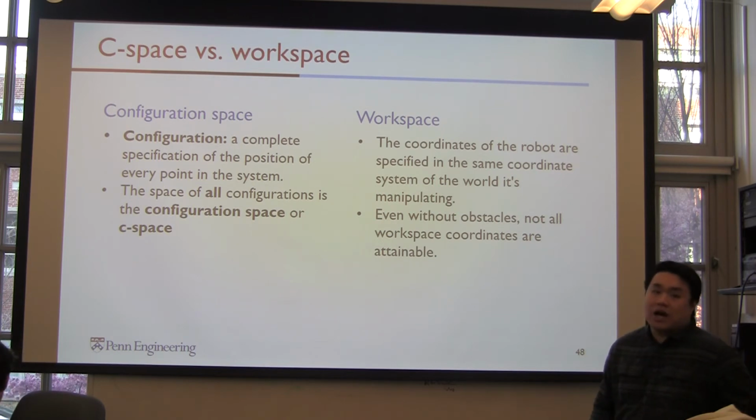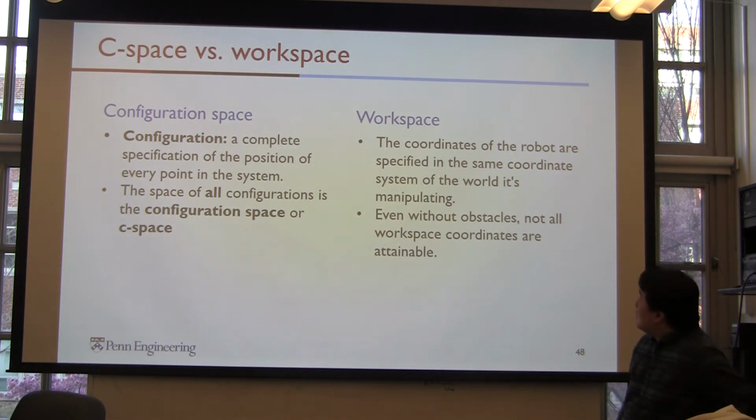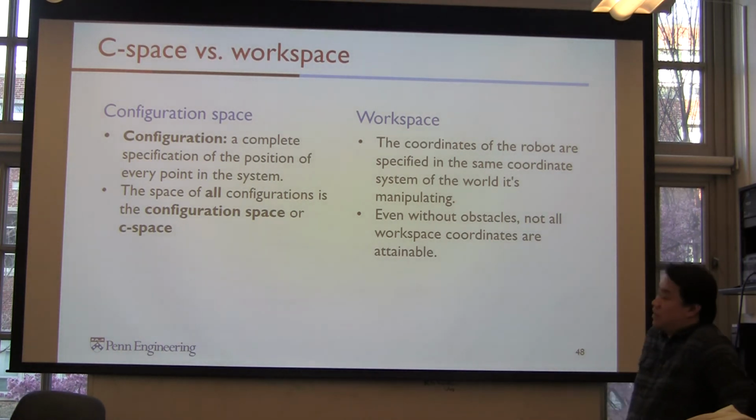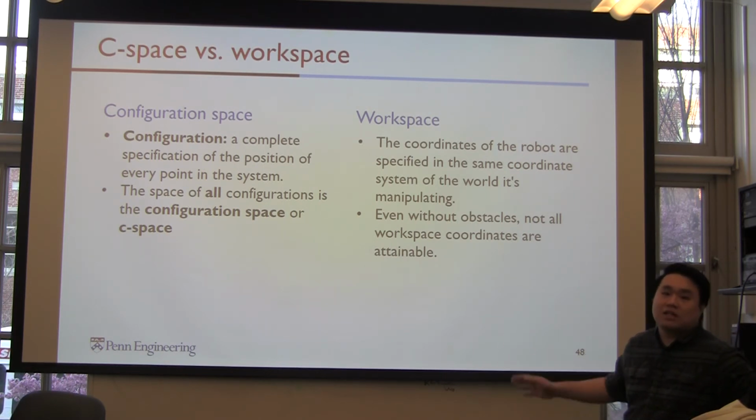So we're going to introduce this concept of configuration space versus workspace. If you've taken 520, you've probably seen this before. Configuration space is the space where a complete specification of the position of every point in the system lives. The workspace is the space where your robot is actually operating. In an arm robot's example, your configuration space could be the angle at every joint. The workspace could be the 3D position of your end effector in the real world. So the configuration space might be, and usually is, in a different dimensionality than your workspace.